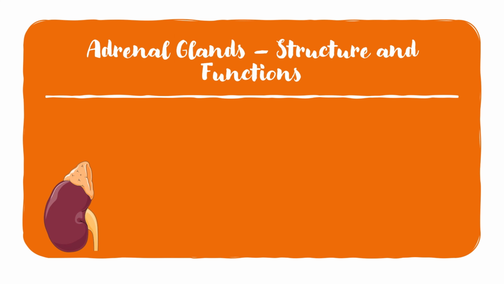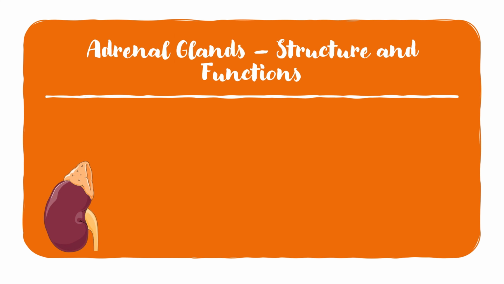The topmost layer is called the zona glomerulosa, and this is responsible for secreting mineralocorticoids like aldosterone. The second layer is the zona fasciculata, and this secretes glucocorticoids like cortisol. The third layer down is called the zona reticularis, and this is responsible for secreting androgens or sex hormones. And then the final layer is the adrenal medulla, and this secretes catecholamines like adrenaline and noradrenaline.